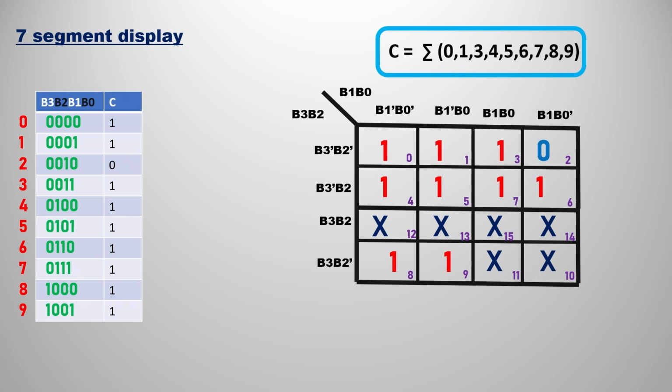Next thing in the truth table that we are going to see is C. For the expression C, those are the minterms according to the given format. So fill out those minterms in that K-map. After filling that with the don't cares also, you are going to look at it.